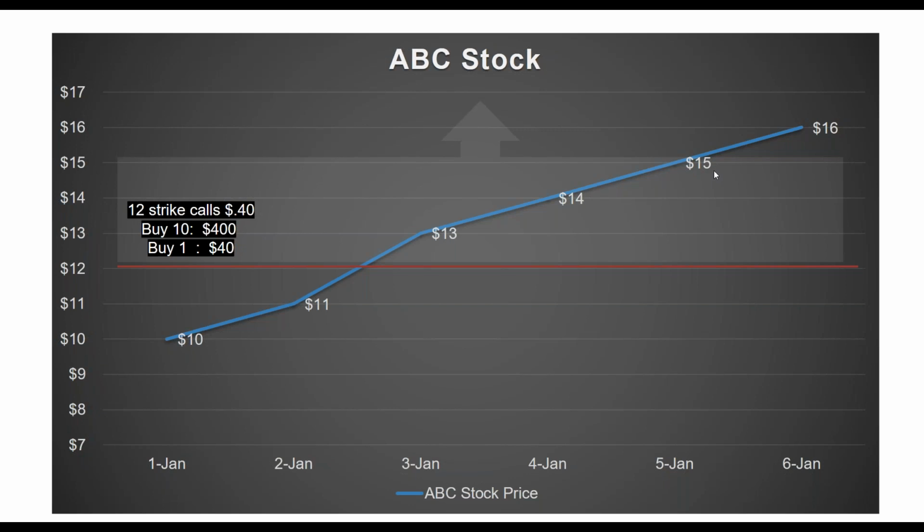What I teach my clients and what I think is really valuable, and many retail traders just don't have a firm grasp on or don't even realize that you can do this: what about if I sell stock? What if I'm long 10 of the 12 strike calls and I decide to sell 500 shares of ABC? Can we do that? You can do that. That's really what you're going to want to do.